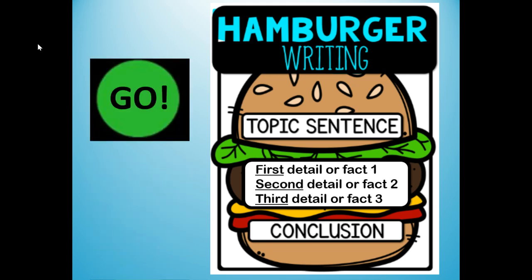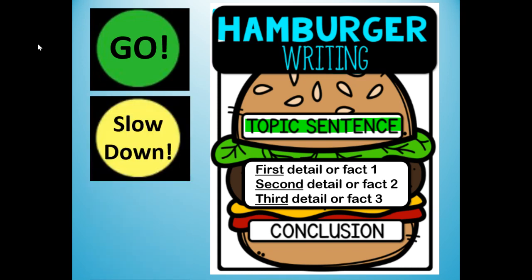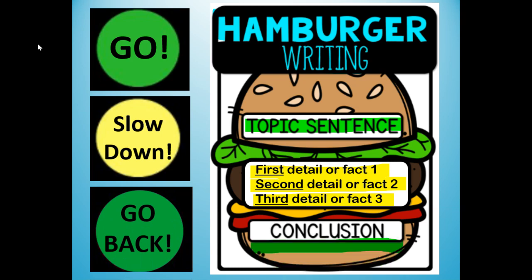That just means I'm going to give you a green go topic sentence. And then we're going to slow down and you're going to write your first detail or fact one sentence. And then you're going to slow down again and write your second detail or fact two sentence. And then you're going to slow down again and write your third detail or fact three sentence that supports the main idea or topic sentence. And then we're going to go back and I'm going to give you your conclusion sentence.